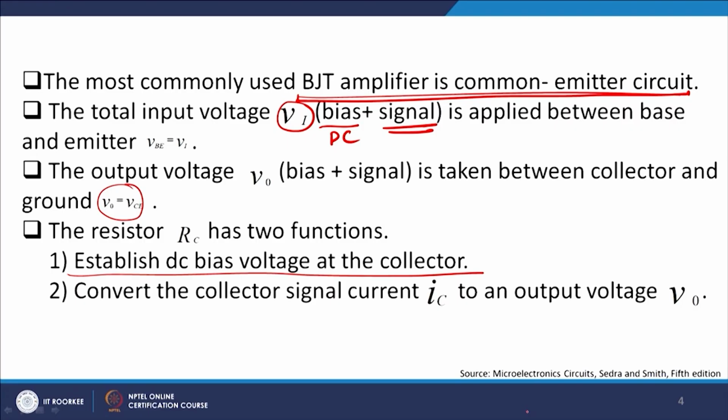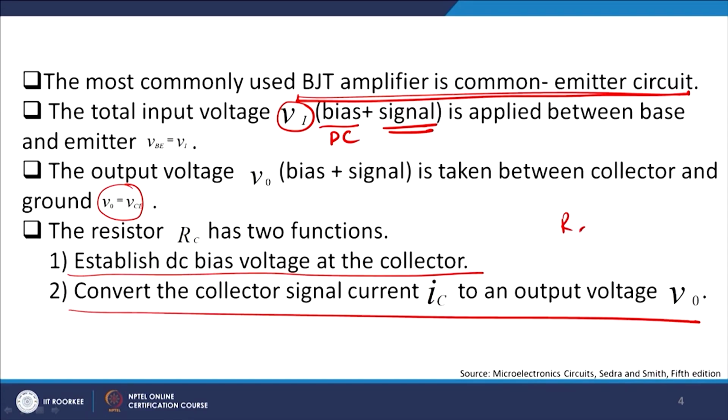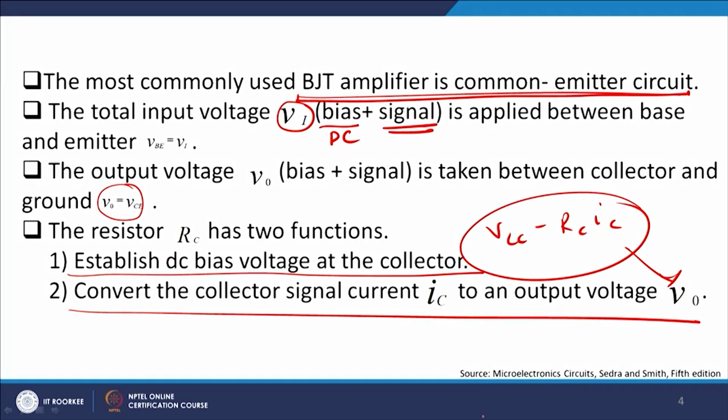And second, the more important point is that IC multiplied by RC is the output voltage. So it is the voltage across the resistor. This is the reason why we convert the collector signal current. So ICRC, right. VCC minus ICRC is the output voltage. So RC has two roles. One is to establish a DC bias at the collector, and the second is to convert the collector signal current IC to its output voltage V0.